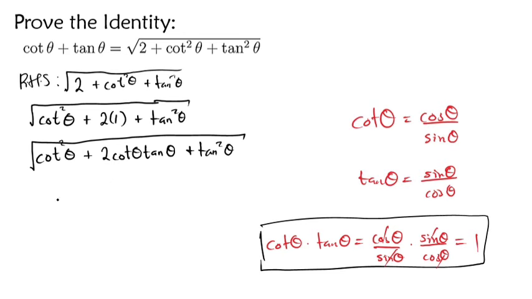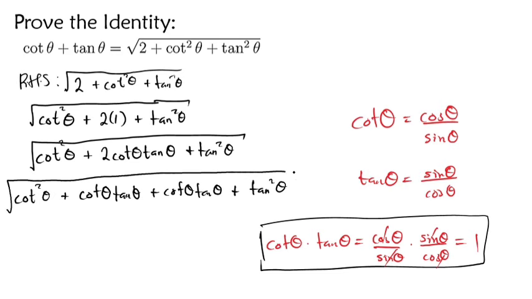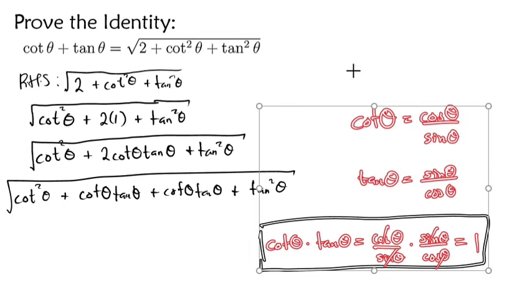Now I can split the middle part so that we have this. We have cot square, then I have cot tan plus cot tan. Because remember, cot tan plus cot tan is equal to 2 cot tan. So I've just separated them. Then this is a tan square. We're still in a big square root. So let's clear up this side.